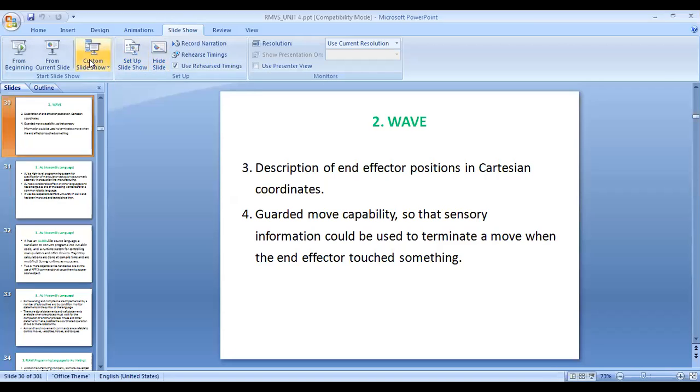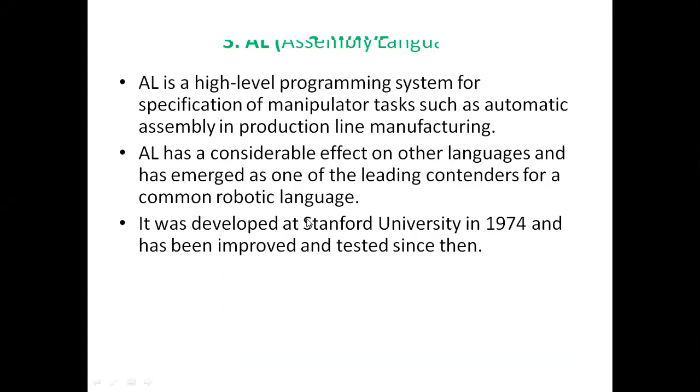Next thing, we'll have AL. So AL is assembly language. So assembly language is to be the high level programming system. This is used for specifications of manipulated tasks. When you are going for an assembly language, particularly it is used for automatic assembly in production line manufacturing, and will have a considerable effect on other languages also. The main thing we can know is that it is one of the leading contenders for a common robotic language. Actually the assembly language has been developed at Stanford University in the year 1974.